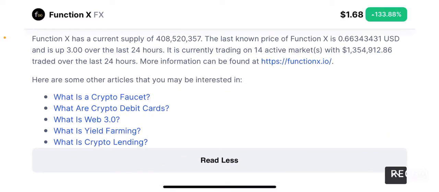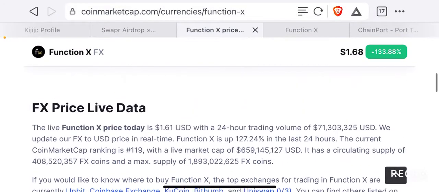Function X's supply is discussed here, which I won't be discussing right now because we'll cover that at a later stage of the video.